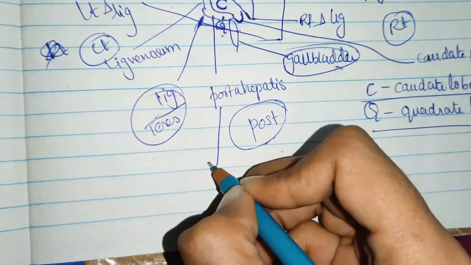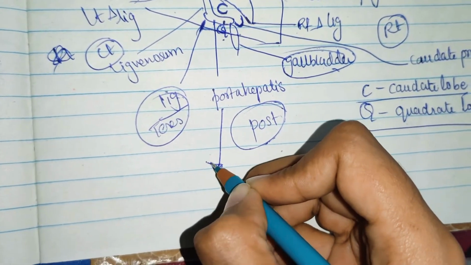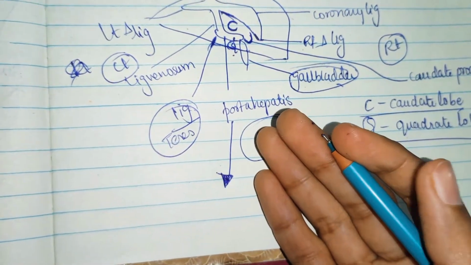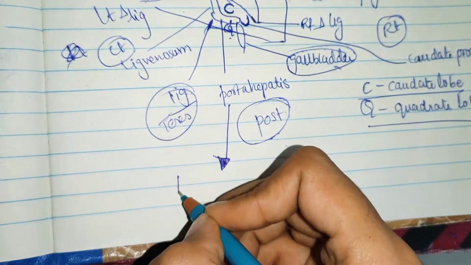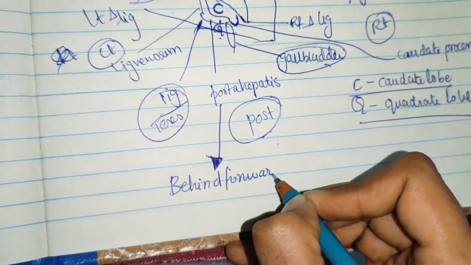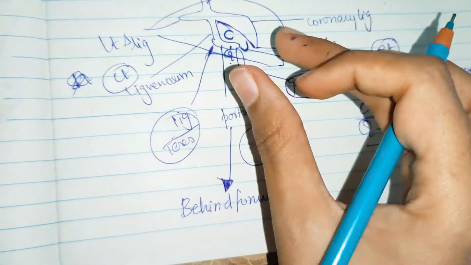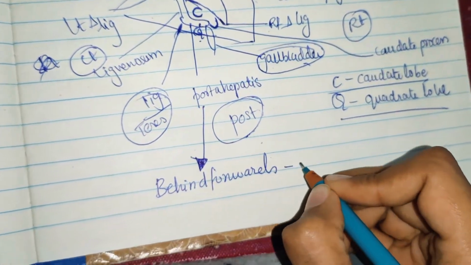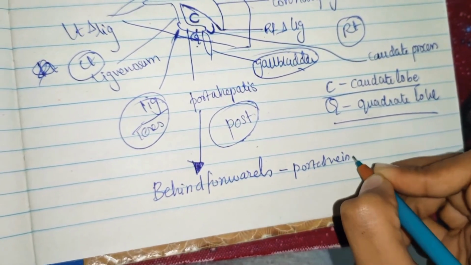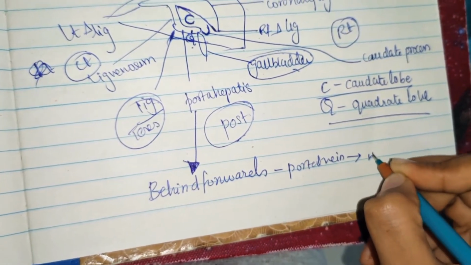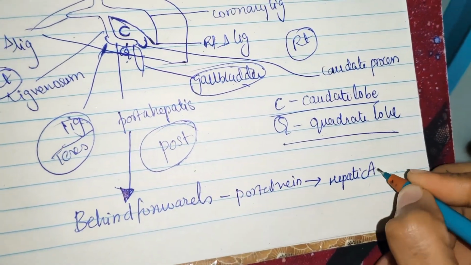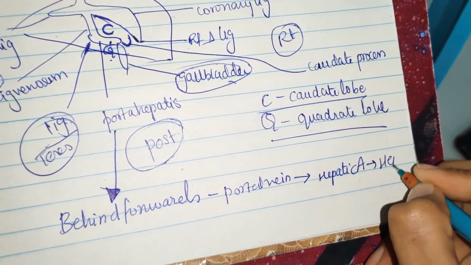Now let us see about the porta hepatis. What are the structures, arrangement, order? The order, if you see from behind forwards, means from the back side, the arrangement of structures in porta hepatis: first you will have the vein, that is the portal vein. After that you will have the hepatic artery. After that you will have the hepatic duct.